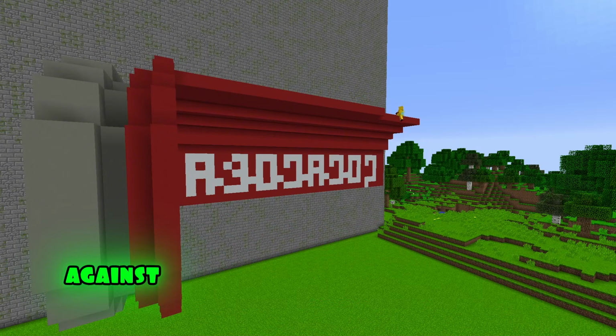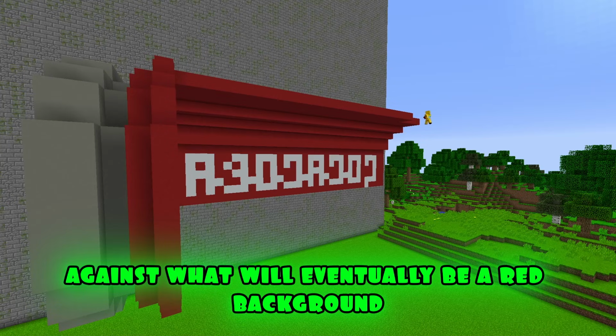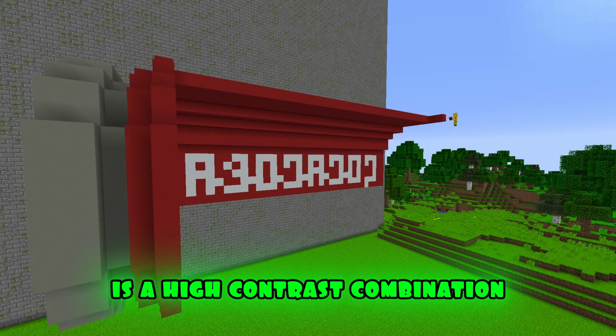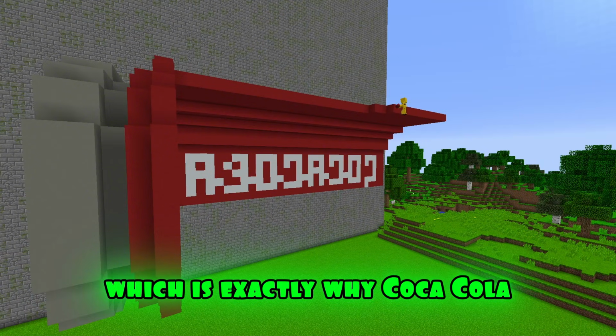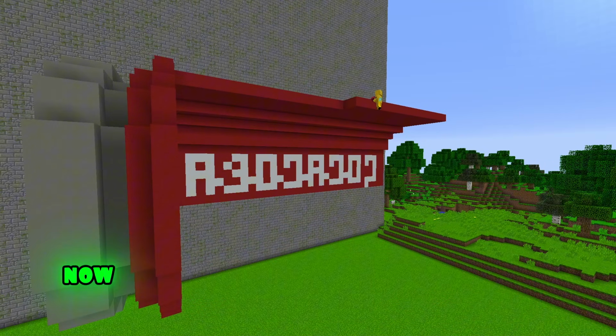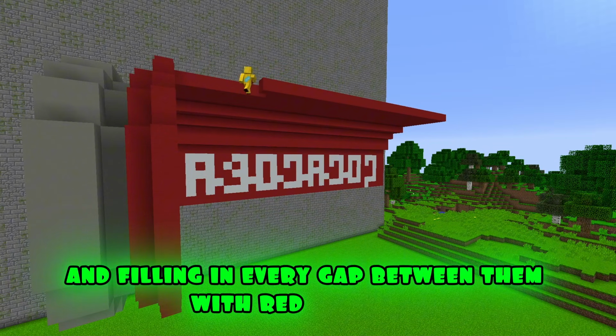White concrete against what will eventually be a red background is a high contrast combination. White on red is extremely easy to read, which is exactly why Coca-Cola chose those colors for their branding. Now Banana Kid is going back through the letters and filling in every gap between them with red concrete.